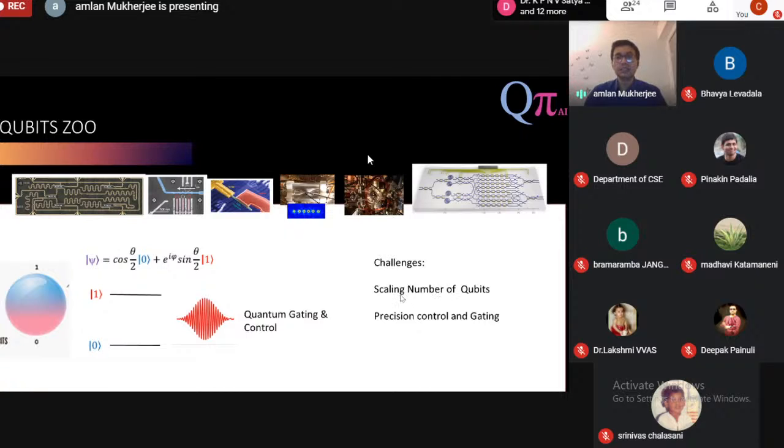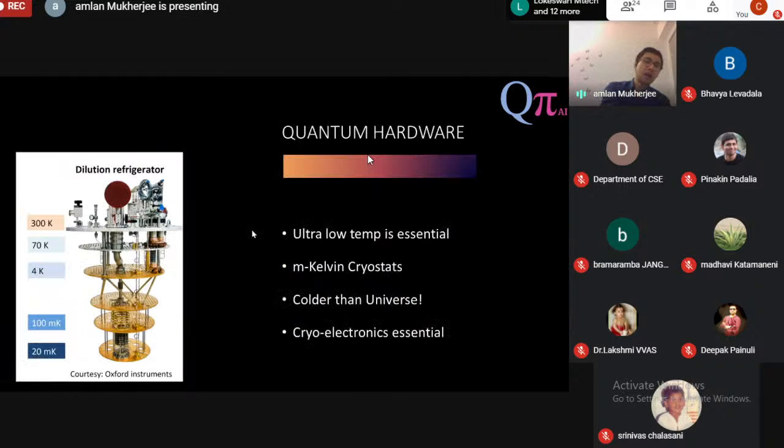But the challenge is that you need a large number of qubits to make a usable quantum computer, and also precision control and gating. So these are challenges. Apart from that, you also have to cool down. This quantum hardware is essentially sitting always inside an ultra low temperature cryostat.